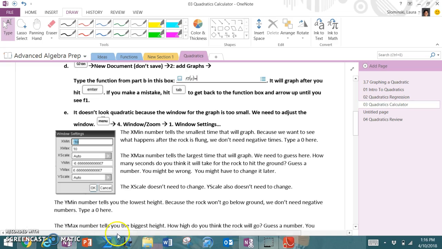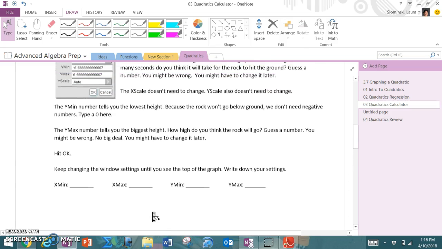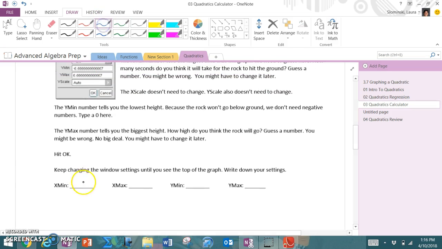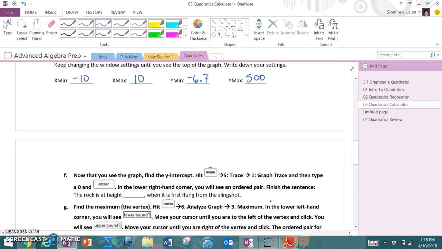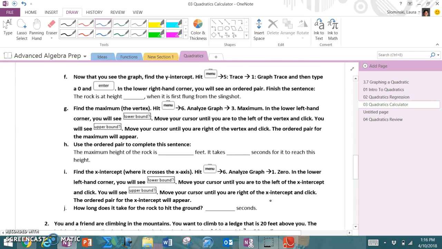Now, if we go back to our note sheet, again, what we just talked about was the x min and x max. So we kept the x min at negative 10, the x max at positive 10. The y min was at like negative 6.7, and I ended up changing my y max to 500. And again, you could have gotten away without showing all of that, but that's where we're at. Now on the back side, I'm going to, off to the side, draw a sketch of what we see.